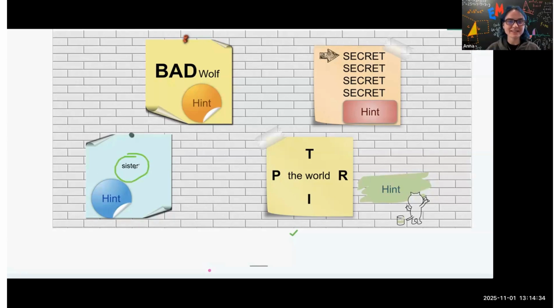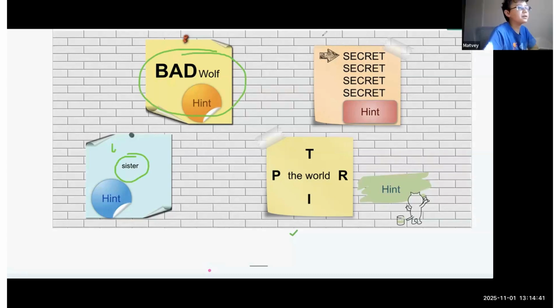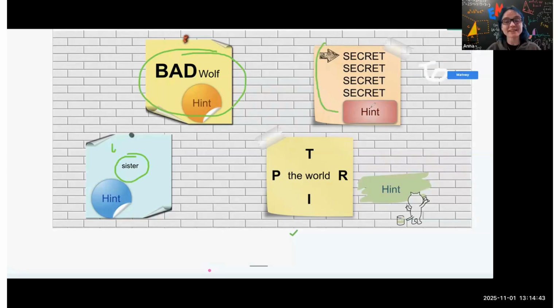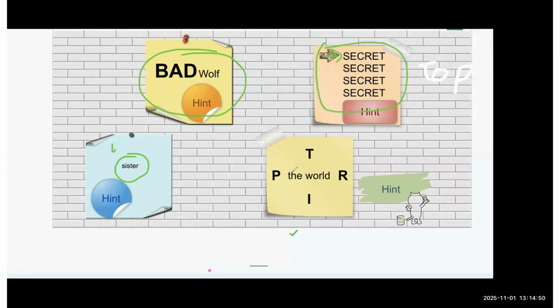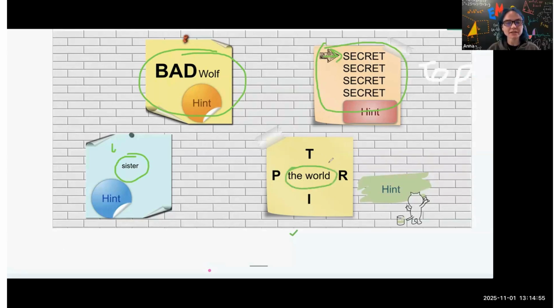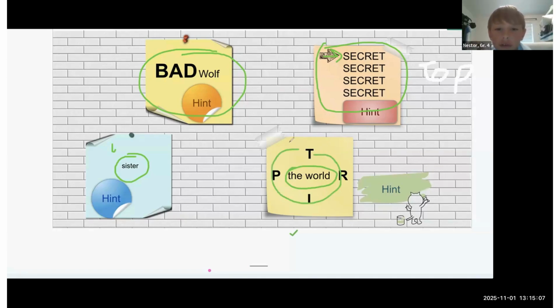Correct. See? Big bad wolf. That's correct. Top secret, because we have a lot of secrets, but the arrow is saying top secret. And then around the world. It is something around the world, because you have the word and then around. But what is written around? TR. Trip. A trip around the world. Yes.